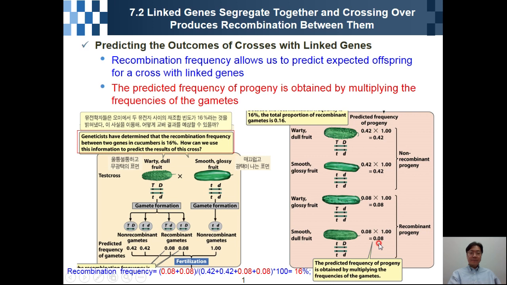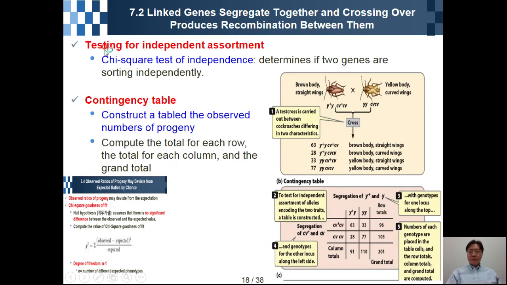In this slide, I will explain how to test for independent assortment. This time we will use the chi-square test of independence. The chi-square test of independence determines whether two genes are sorting independently or not. The basic principle of the chi-square test of independence is based on the chi-square goodness of fit. They are nearly exactly the same, except that we make a contingency table.